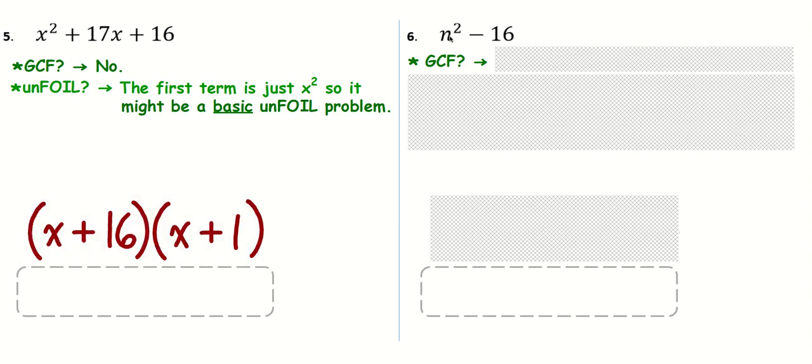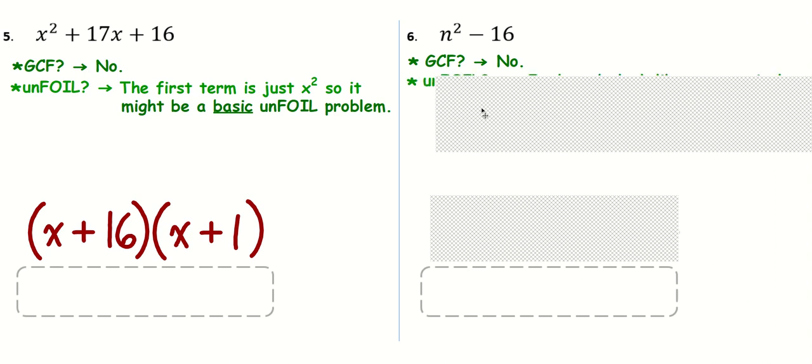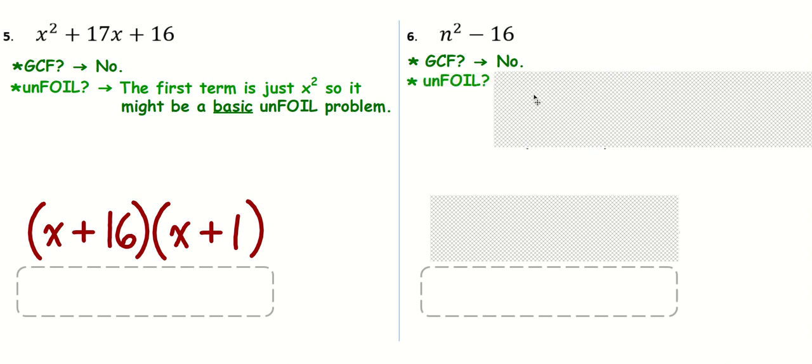Number 6, almost halfway there. Living on a prayer. Number 6, is there a GCF? Heck no. Look at this. What could you divide from both n squared and 16, or technically negative 16? Nothing. Nothing that counts. So no. So yeah, this is going to unfoil. How would this unfoil?